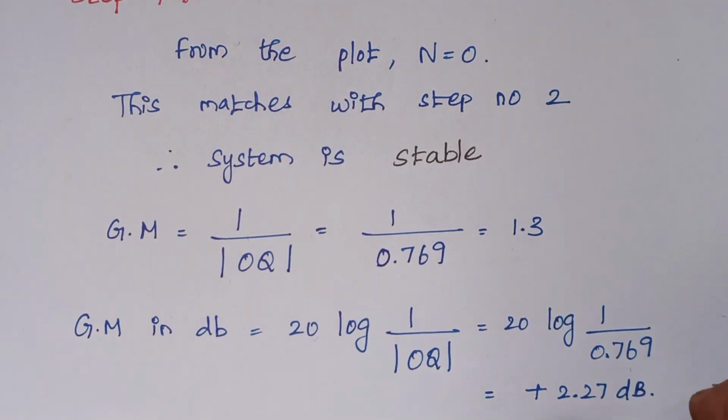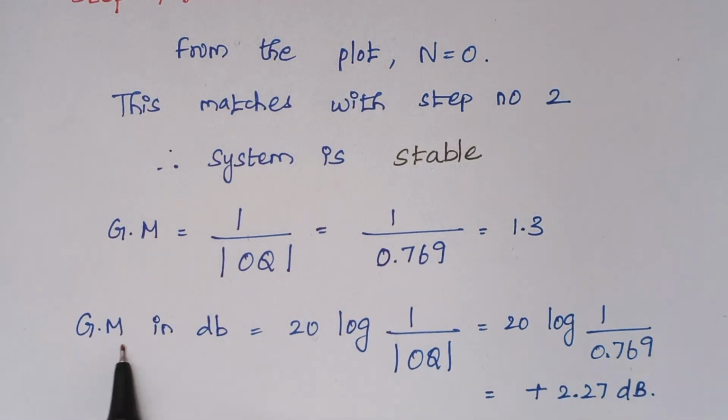So gain margin in, suppose if you are finding gain margin in dB, it is nothing but you have to take 20 log of this value. So 20 log of this 1.3 is nothing but plus 2.27 dB, right?